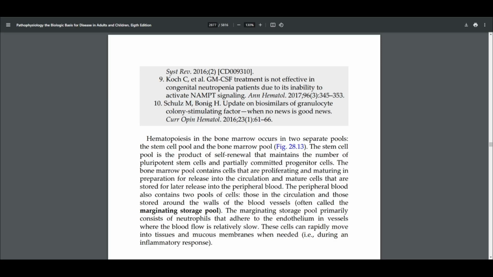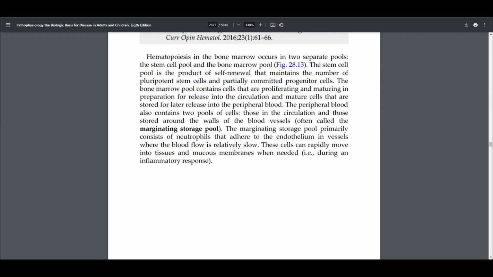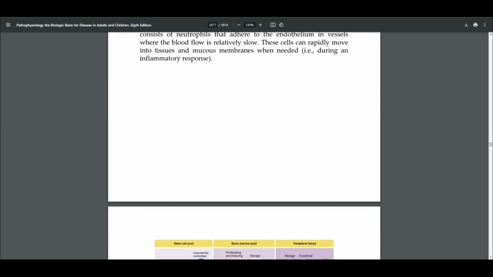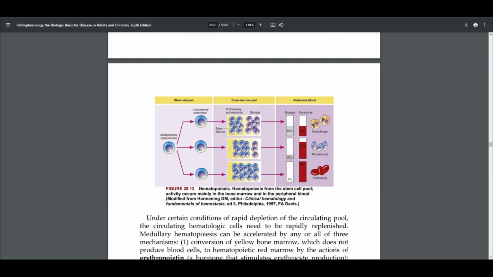The peripheral blood also contains two pools of cells, those in the circulation and those stored around the wall of the blood vessel. The marginating storage pool primarily consists of neutrophils that adhere to the endothelium in vessels where the blood flow is relatively slow. These cells can rapidly move into tissue and mucous membranes when needed. So here you're taking a look at hematopoiesis.